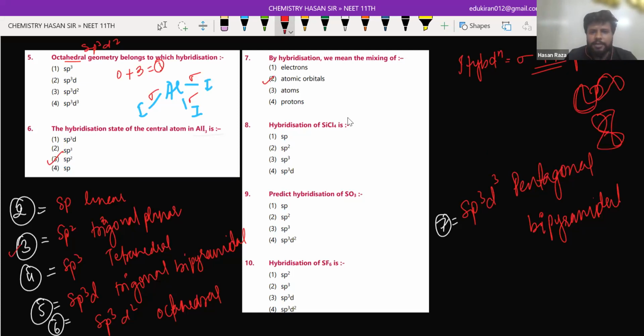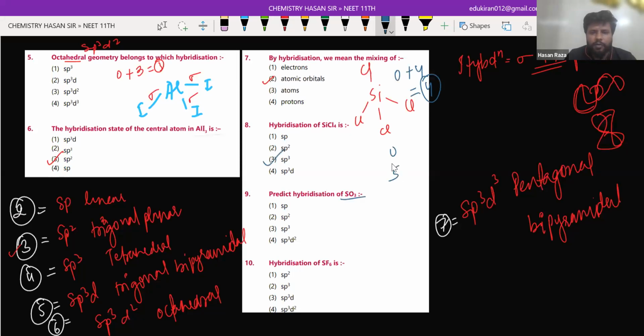Okay, hybridization of SiCl4. Write the structure. You know, silicon is a 14th group element. It has 4 electrons in the outermost shell, and all are busy in bonding. There is no lone pair. And how many sigma bonds? 4, because all are single bonds. So the sum is 4. That means it is sp3.